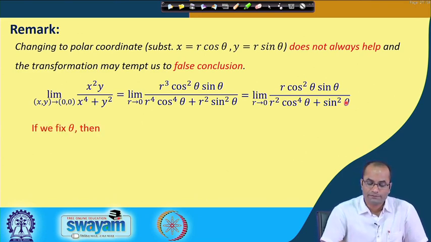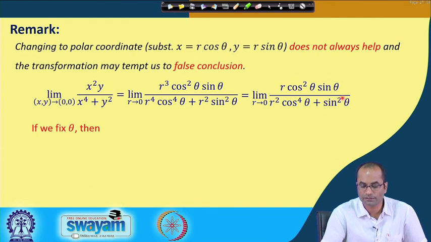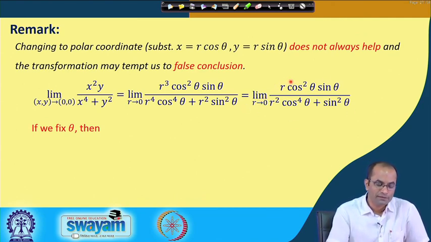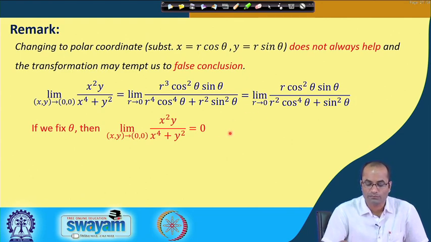And now, if someone just directly tries to put the limit here and thinks that r goes to 0, this term becomes 0, we have something here, sin square theta, and then here r cos square theta sin theta. When r goes to 0, this becomes 0, but that is a wrong conclusion. Indeed, if we fix some value of theta, in that case this limit is 0, because whatever theta, including 0 also, when theta is 0, this will become 0 and then everything will become 0. So, the limit will be 0 in that case also.